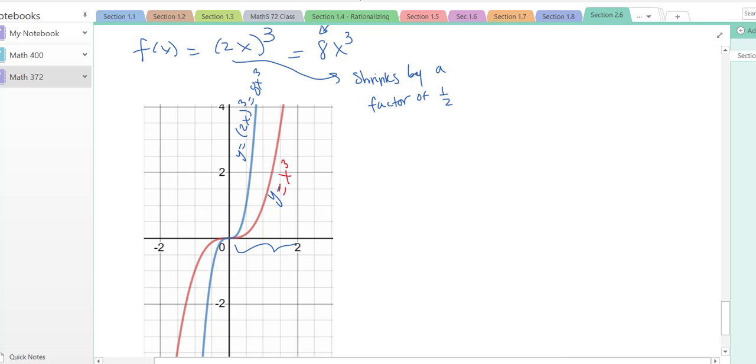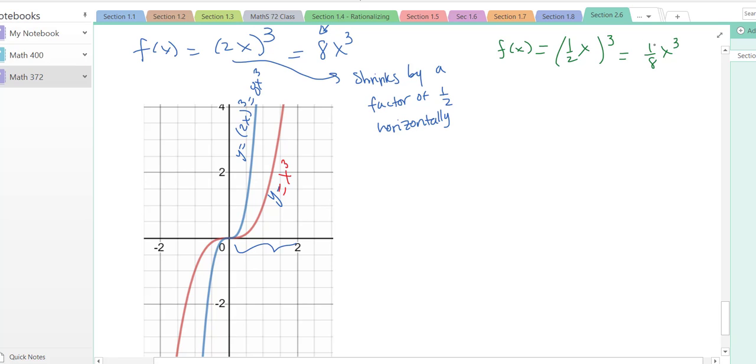So this shrinks by a factor of 1/2 horizontally. And I guess to write it properly, we'll say it shrinks horizontally by a factor of 1/2. And so what about the other one? The other one that we had was f of x equals (1/2 x) cubed. So the 1/2 is on the inside, but again, you can think of it as, okay, I'm going to multiply it out. So 1/2 cubed is 1/8, and then x cubed.